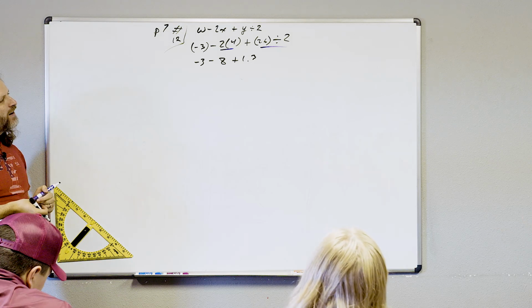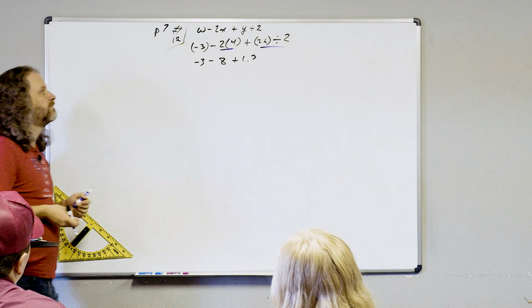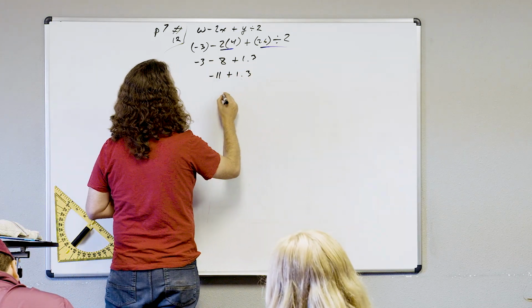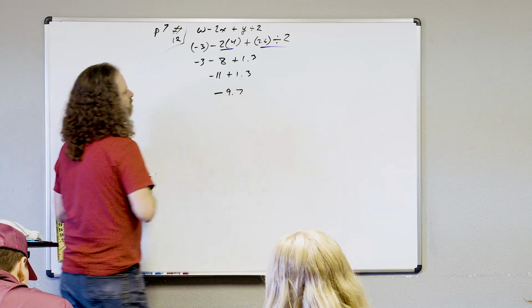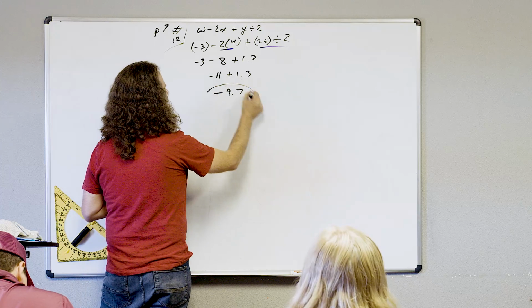Okay, what do we do now? Negative 11 plus 1.3. So it's 10 points. No, 9. 9.7. My brain... Negative. I wrote it down properly, guys. I promise I can do it.